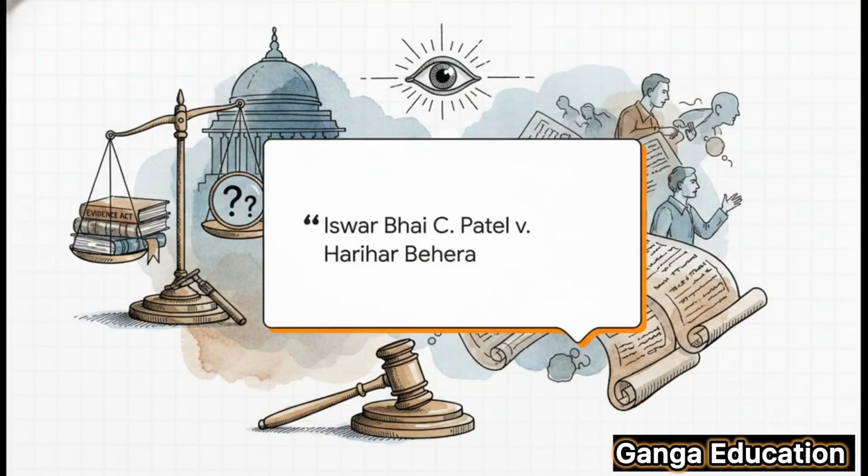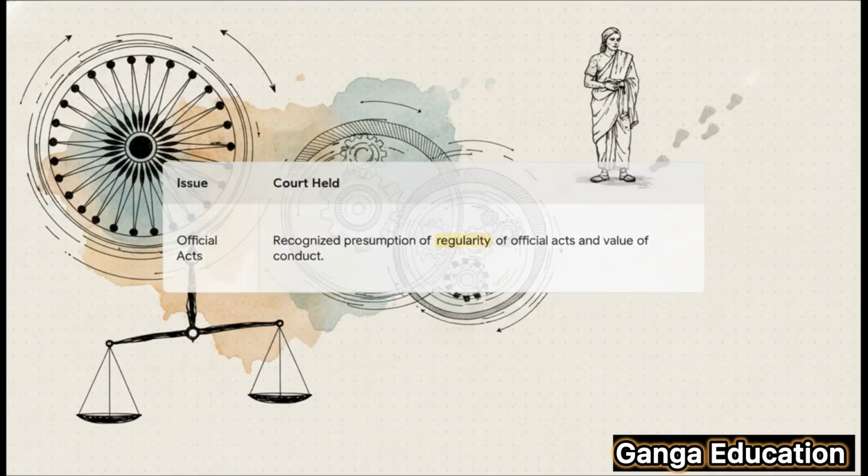Another key case that builds on this very principle is Ishwar Bai C. Patel versus Harihar Behera. This case reinforces two key ideas we've already talked about. First, it recognizes that presumption about official acts being done properly. And second, it highlights that a person's conduct, how they behave, can be powerful evidence in itself, something from which a court can draw logical conclusions.